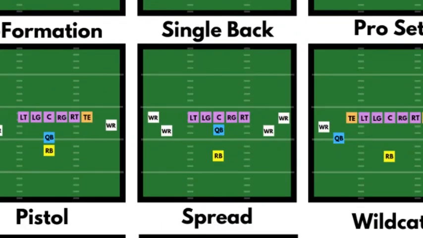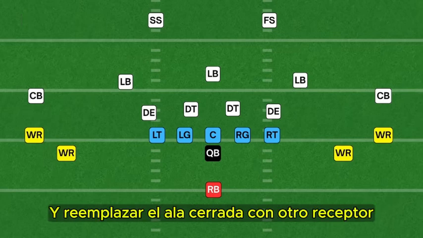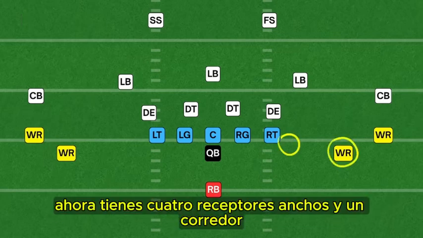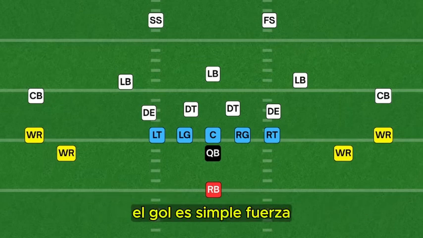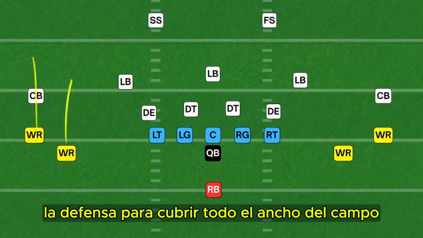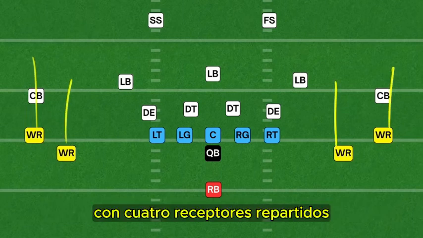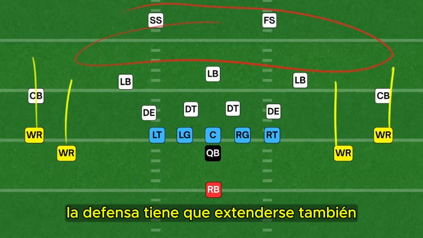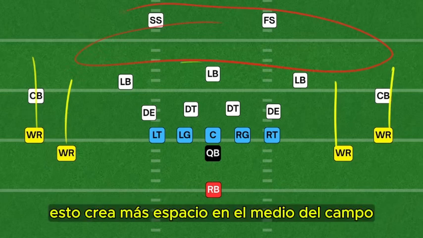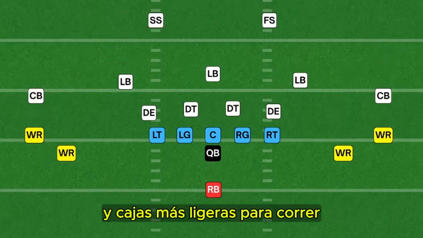Spread. Take the single back formation and replace the tight end with another receiver. Now you have 4 wide receivers and 1 running back. Welcome to the spread formation. The goal is simple: force the defense to cover the entire width of the field. With 4 receivers spread out from sideline to sideline, the defense has to spread out too. This creates more space in the middle of the field and lighter boxes for running.